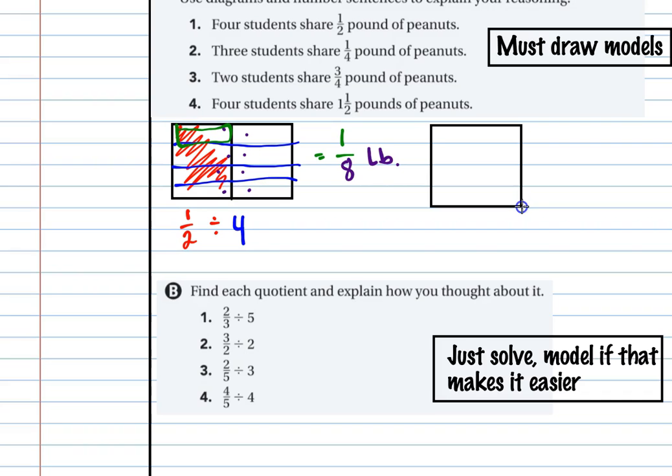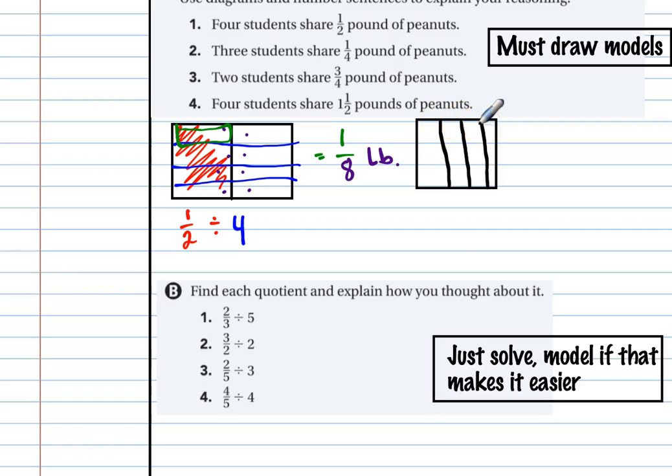Okay, so question number 2 says 3 students share a 1/4 pound of peanuts. Okay, so I'm gonna make this a little easier on myself. I'm gonna make sure that this square lines up with my line, so it's easier to divide. Okay, so they have a 1/4 pound of peanuts. So here's my 1/4 pound. 1, 2, 3, 4. Wow, those are not very good. Let's fix that. That's better. Okay, so they have a 1/4 pound of peanuts, and they have this many peanuts.